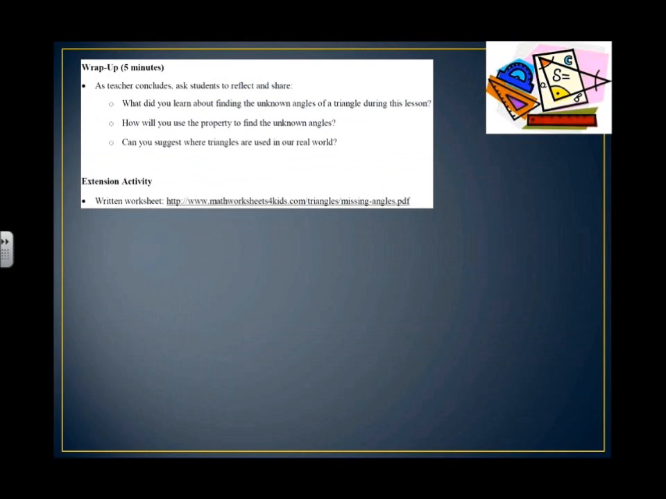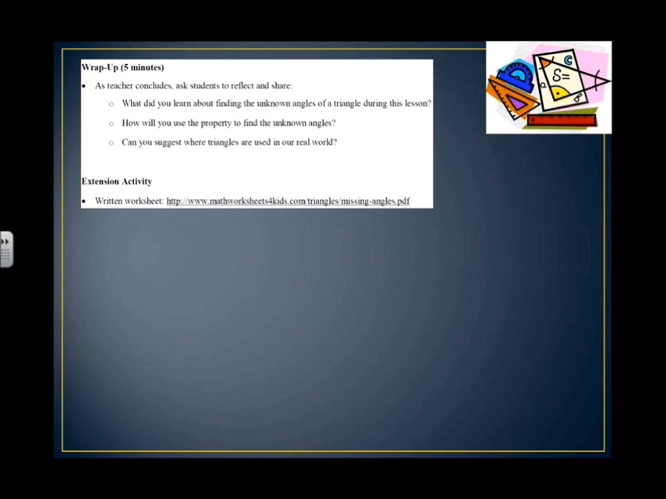For the wrap-up session, as the teacher concludes, ask the students to reflect and share: what did you learn about finding the unknown angles of a triangle during this lesson? How will you use the property to find the unknown angles? And can you suggest where triangles are used in our real world?